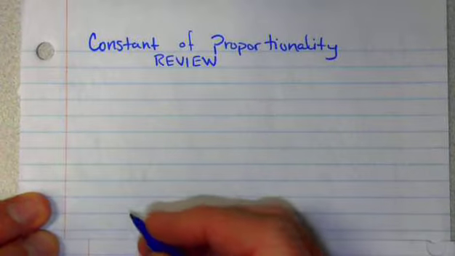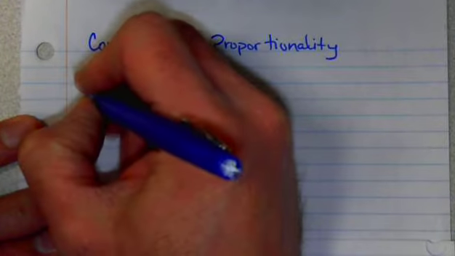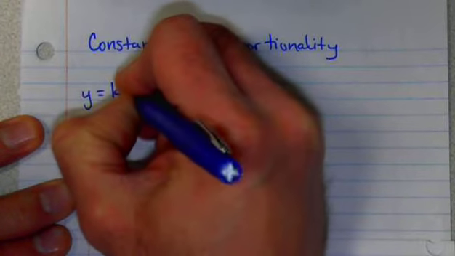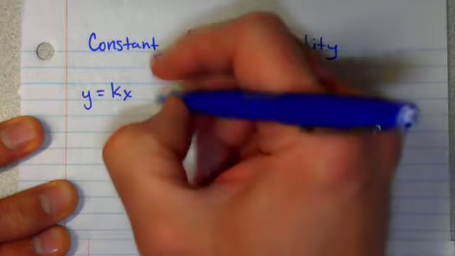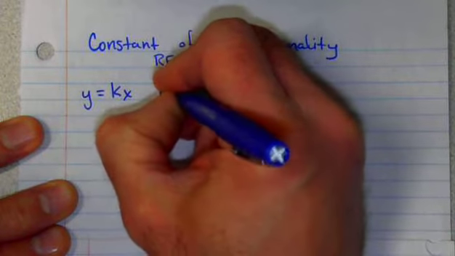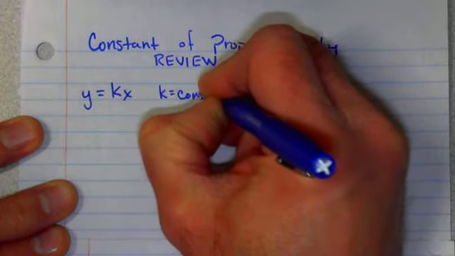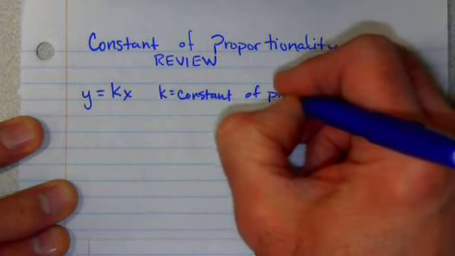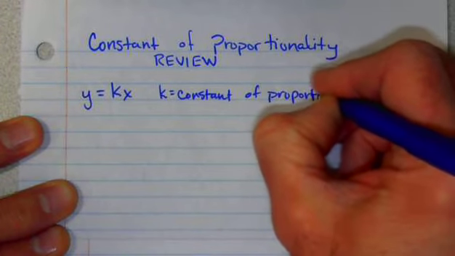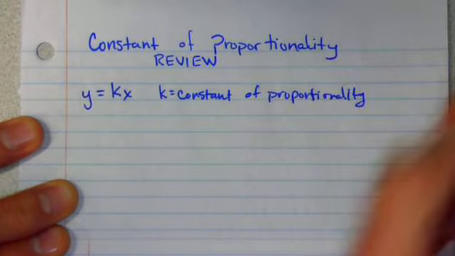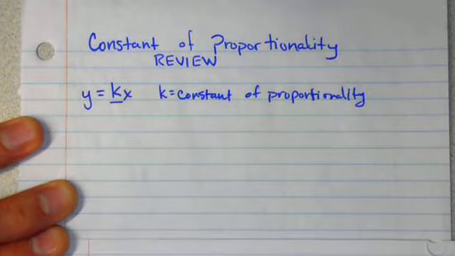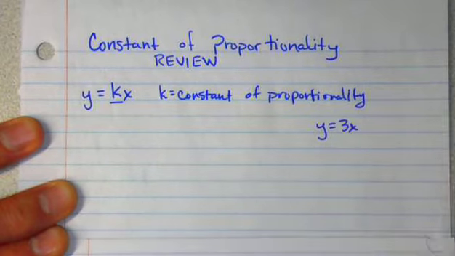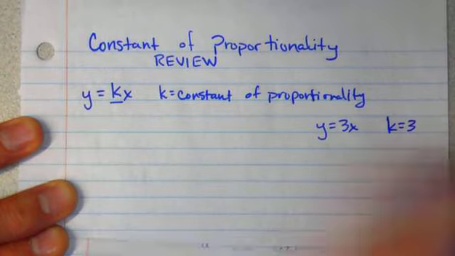So if I have an equation that's in the correct form for the constant of proportionality, it looks like y equals kx. And k is the constant, right? That is my constant of proportionality. And that can be found in a couple of ways. If I have an equation, I can pull it right out of the equation. That's my constant. So for example, if I have y equals 3x, then k equals 3.